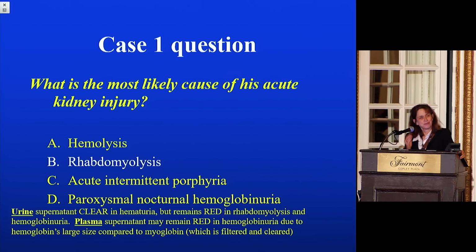And intermittent porphyria, this is obviously an incredibly rare entity. It's a defect in hemoglobin metabolism, so it's actually a precursor of heme that's giving you the red color, and it's unlikely to be present in plasma of a sufficient degree. So the right answer here, if the plasma clears and the urine remains red, this is most likely to be caused by myoglobin, which is rhabdomyolysis.